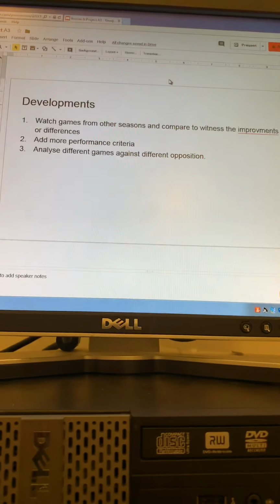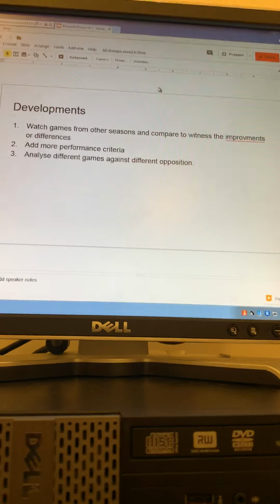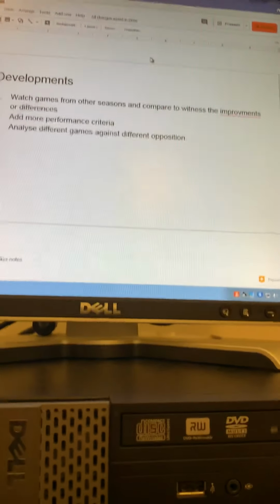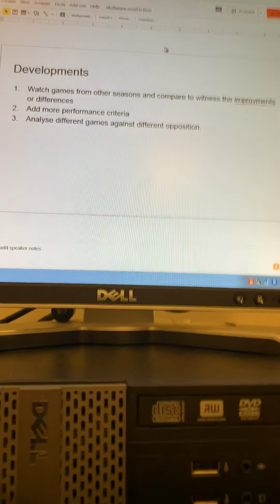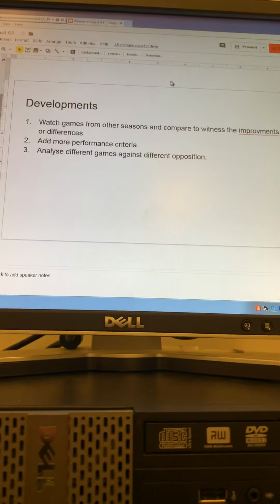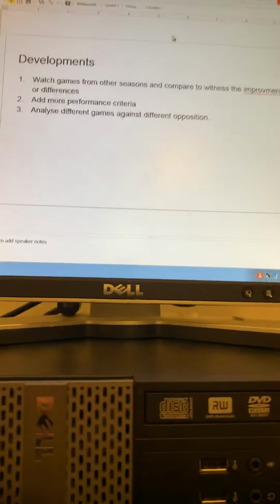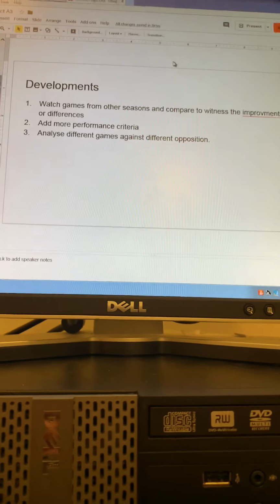And this will allow me to witness the improvements or differences within the tactics of England's football. They could be using their wings a lot more and then crossing the ball into Harry Kane. This would allow me to have a better overview of England's style of play.